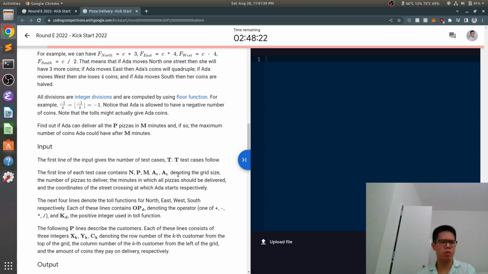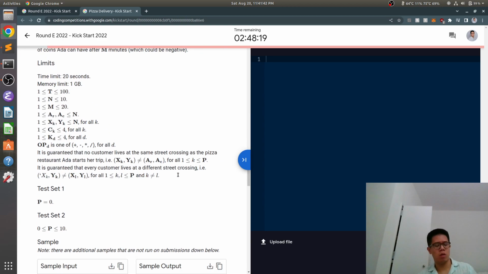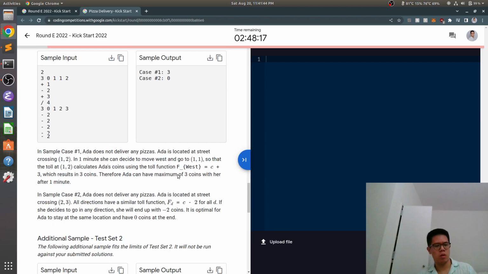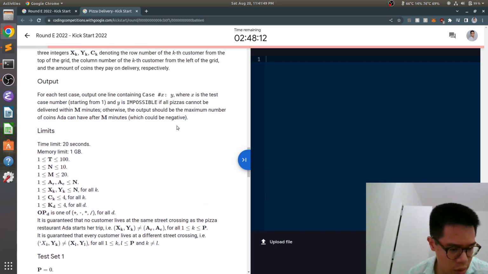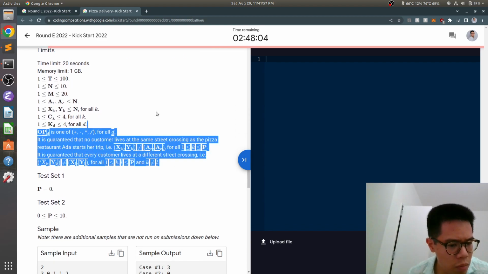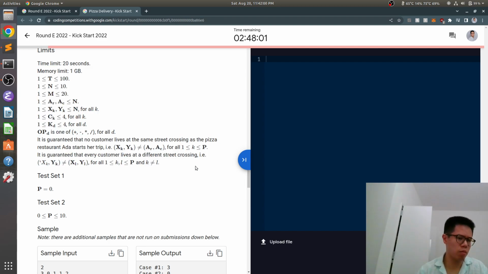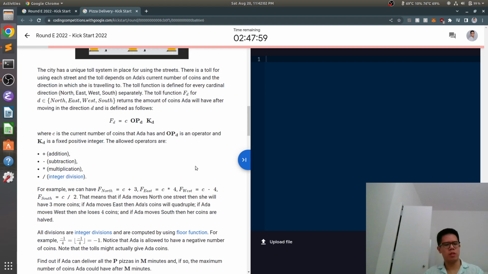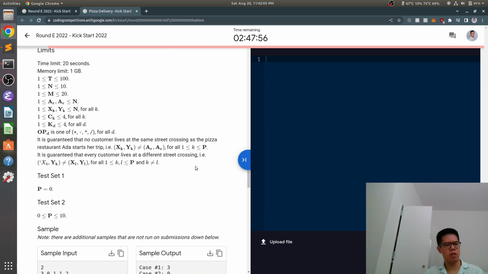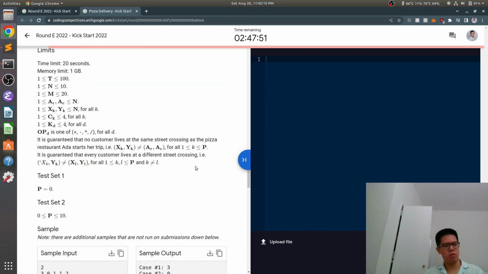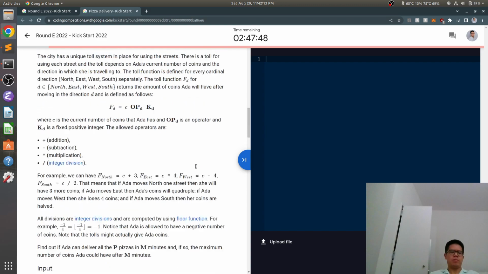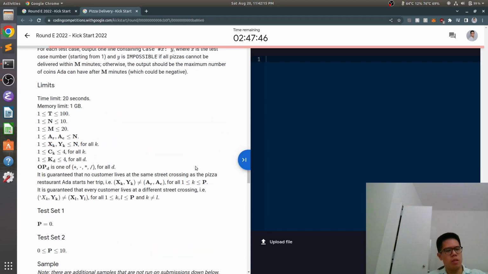So she has to do it. She has to do all the pizzas, and P is up to 10. C is up to CK. What is CK? What is CK? I'll give her CK coins. Okay. KD.